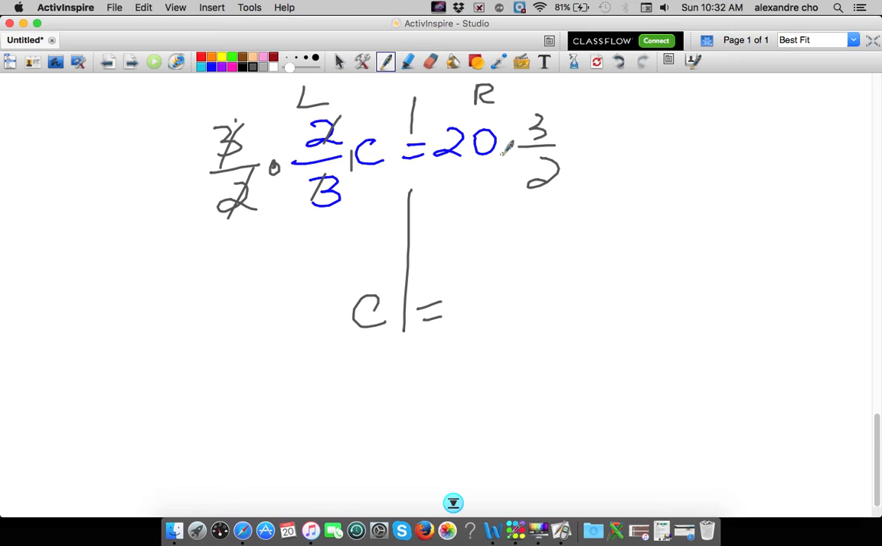Equals, on this side, how do I multiply a whole number times a fraction? I can put this over 1. 20 times 3 on top is 60. 1 times 2 at the bottom is 2. And C equals 30. Is that true?